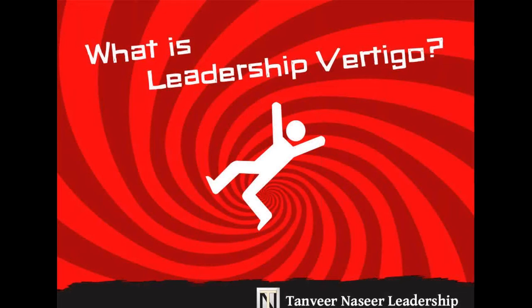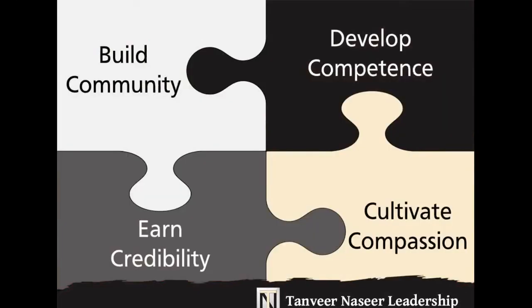Okay, so now that we have an understanding of what is Leadership Vertigo, and we can see the impact it has on our leadership and the success of organization, how do we go about overcoming these bouts of leadership vertigo that all of us are susceptible to experiencing? Well, what we need to do is employ what I call in my book the 4 leadership principles. And the 4 leadership principles are: build community, develop competence, earn credibility, and cultivate compassion.